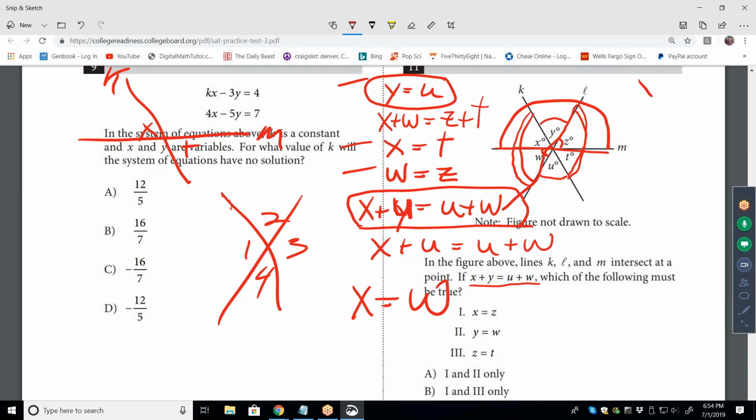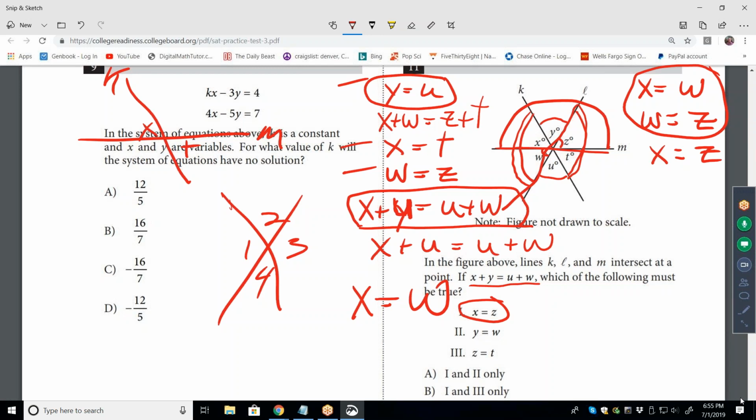Here, let me write it up here. x equals w, and w equals z, so what's x equal to? Use substitution. Yeah, exactly. And now x equals z. That's number one. So that's true. Right? Okay. Now, is y equal to w?